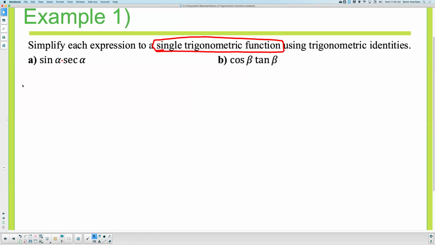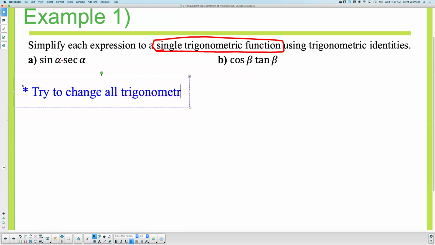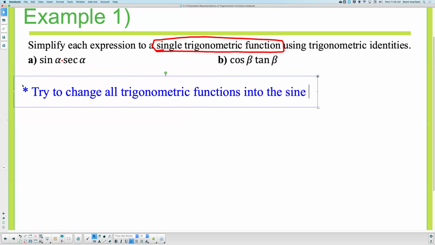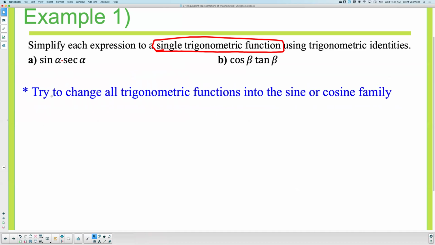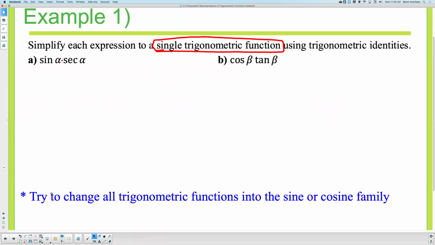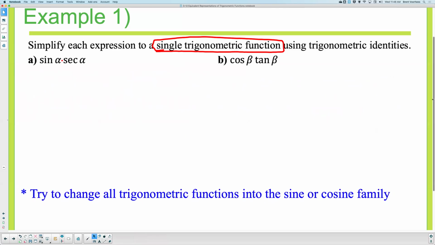Here's our trick today. The trick is you first try to change all trigonometric functions into the sine or cosine family. And you might be going, wait, what does that even mean? Well, I'll show you. So that's our first step. So first, this is a symbol for alpha, the letter A, Greek. Sine, is that already in the sine family? Yes. So we're not going to do anything with sine. And I'm going to write just a normal A. Alphas are hard for me to write. So that does not change.